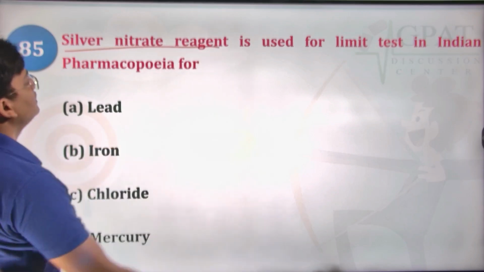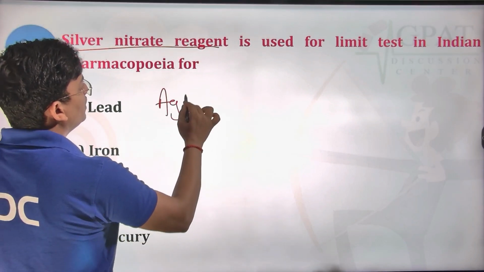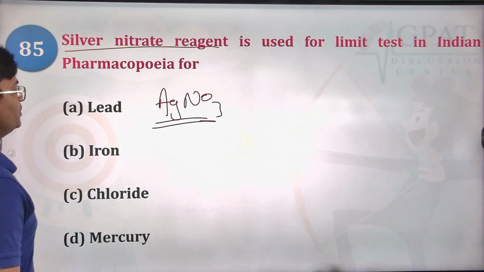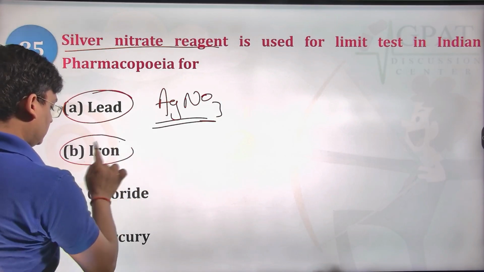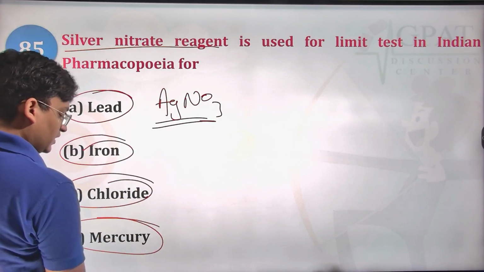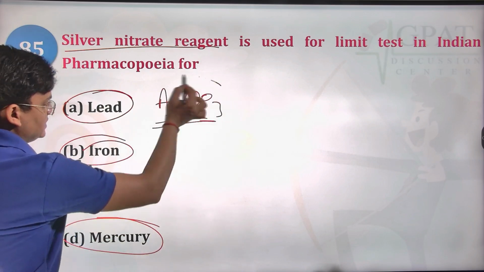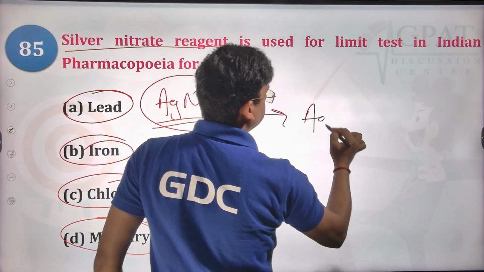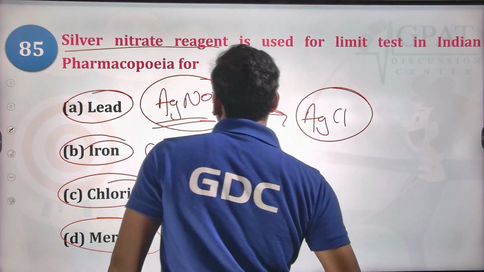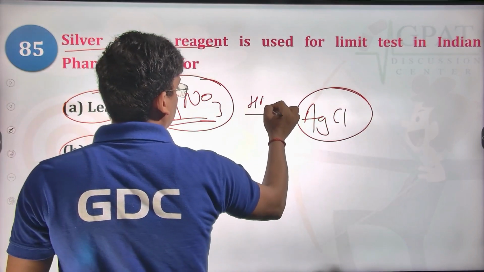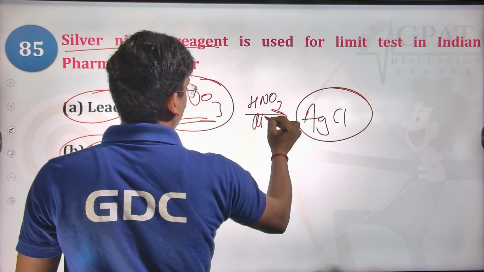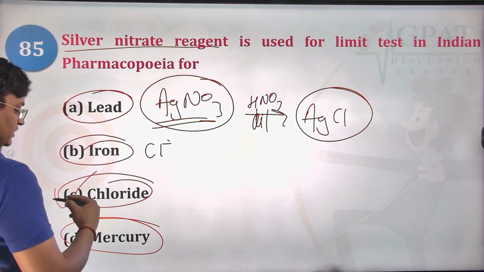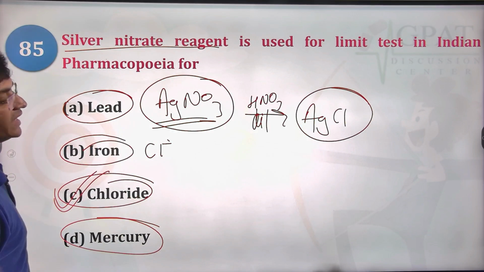Next question we are having silver nitrate, that is AgNO3. AgNO3 is used for the limit test of Indian Pharmacopoeia. So lead, iron, chloride or mercury. Now this AgNO3 when reacts with Cl minus gives AgCl, and this AgNO3 reacts in presence of diluted HNO3. So this is used for the case of chloride. The limit test of chloride uses AgNO3.